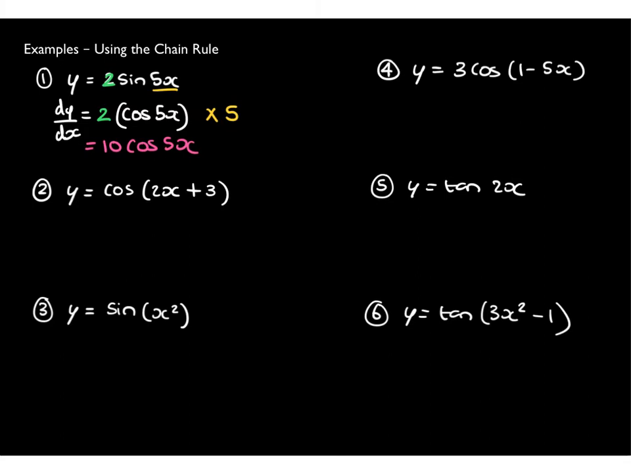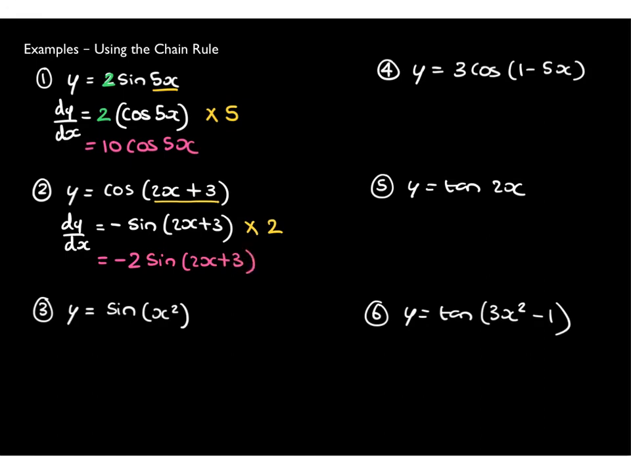Question 2. This is a cosine function overall, and the inner function is 2x plus 3. So for dy by dx, we know that a cosine function differentiates to negative sine, but we need to multiply by the derivative of the inner function, which is 2. So dy by dx is negative 2 sine (2x plus 3).